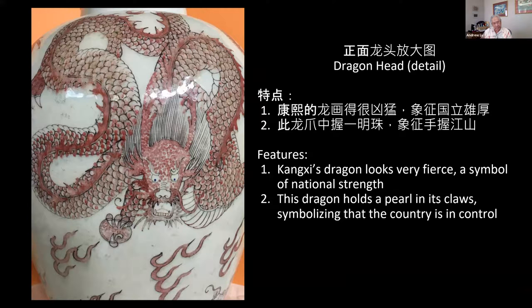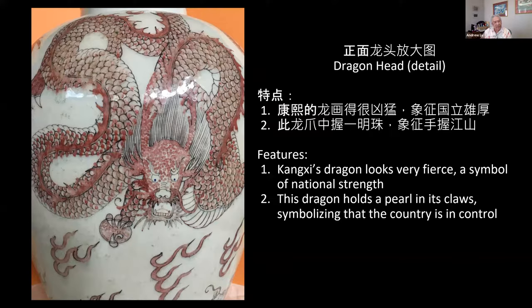And you go to the Xuande time, the same thing. The dragon is always very powerful. But in the later dynasties, the dragon is very soft. That means the difference in the emperors of the time, and you can see it in these dynasties' products. Let's go next.